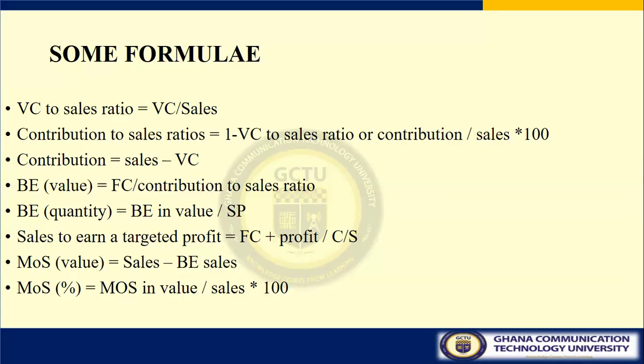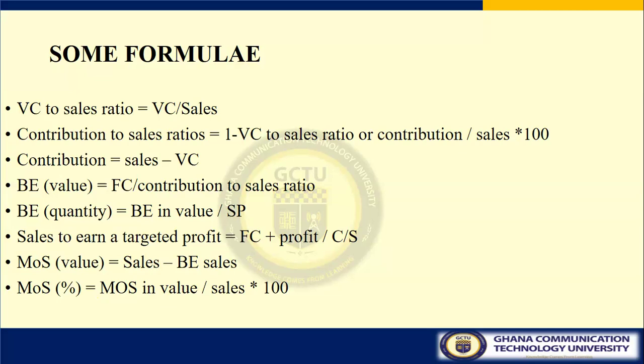They have sales to earn a target profit. So if you want to find out about the target profit made, maybe you target a profit of 10,000 Ghana cedis at the end of selling your product. The formula is fixed cost plus profit divided by contribution to sales ratio.